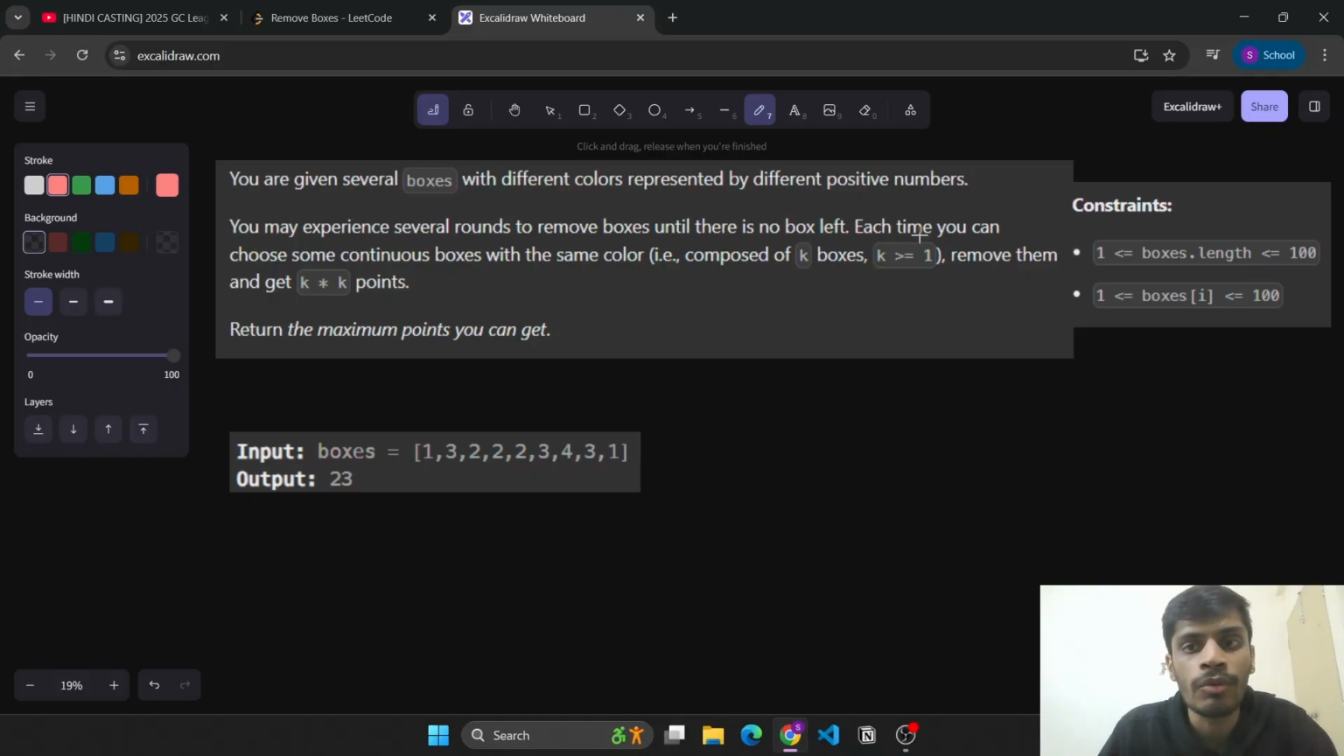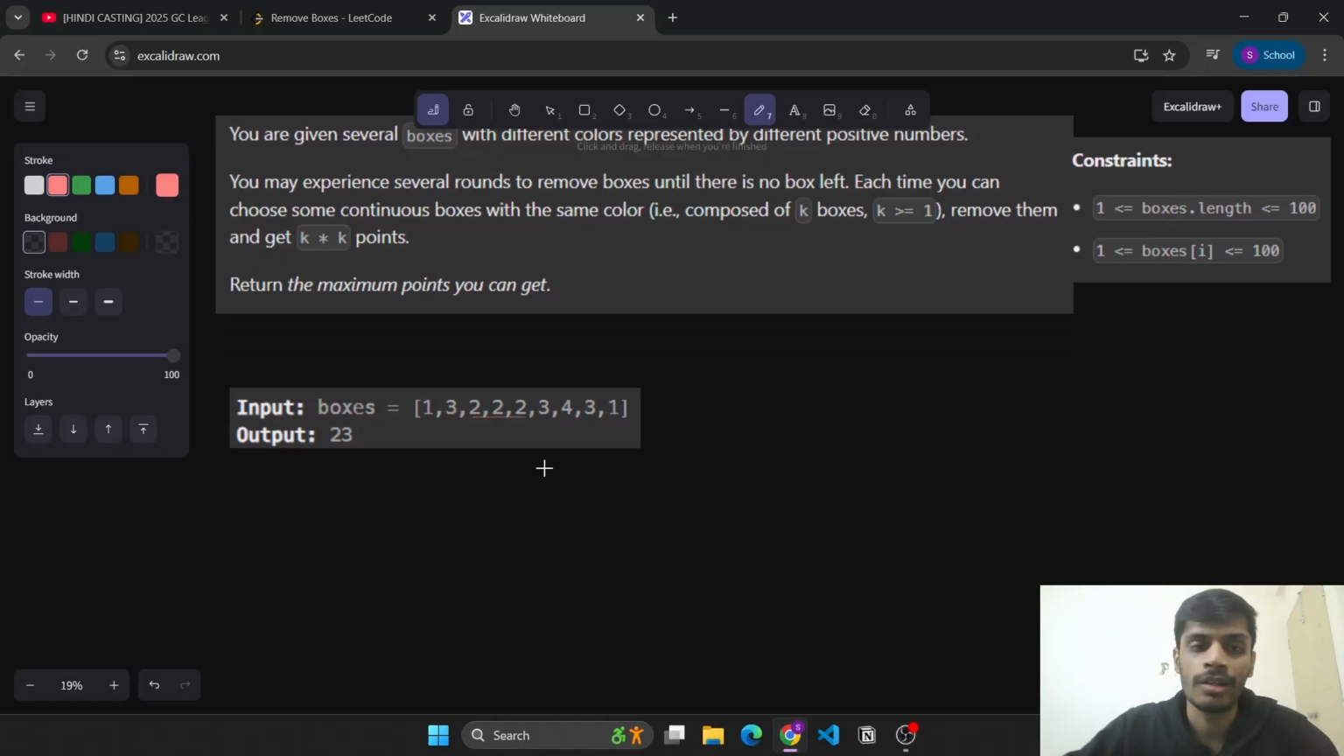Now in one round, what I can do is choose some continuous boxes with the same color, for example 2, 2, 2, and we can remove them, and after we remove them we will gain some points which will be k times k. So k will be the number of continuous boxes of the same color that are removed. So we will gain k squared points. Now we need to return the maximum number of points we can get after removing all the boxes from the given array.